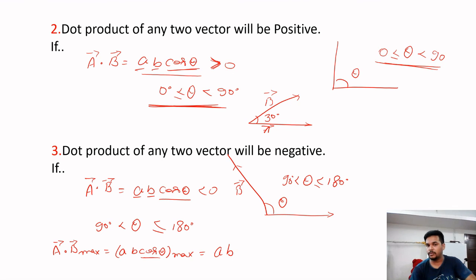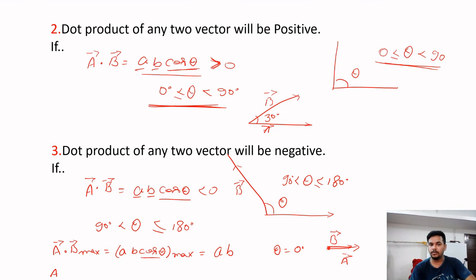The maximum value of the dot product will be a into b when theta is 0 degrees. This means vector a is in this direction and vector b is also in the same direction, so the angle between them is 0 degrees.